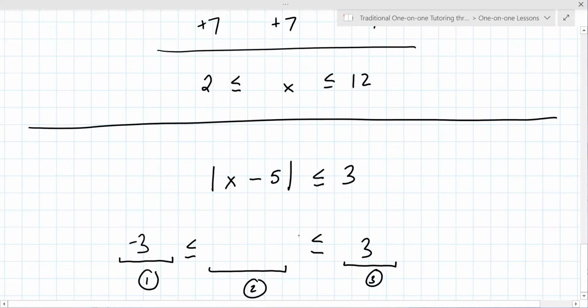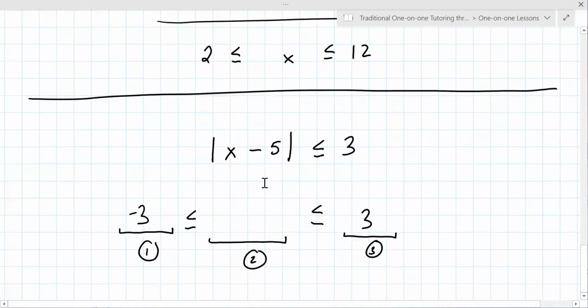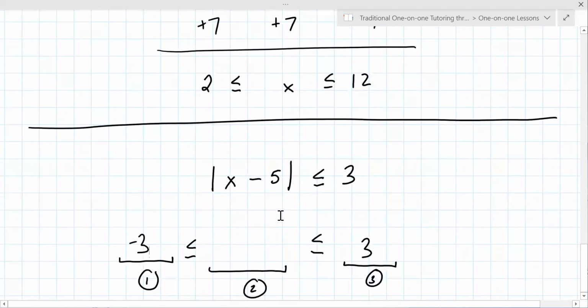One's like the good guys, one's like the bad guys. It really is that different. What goes in the middle here? What did we put in the middle here? Whatever's inside the absolute value. x minus 5. Yes, x minus 5.